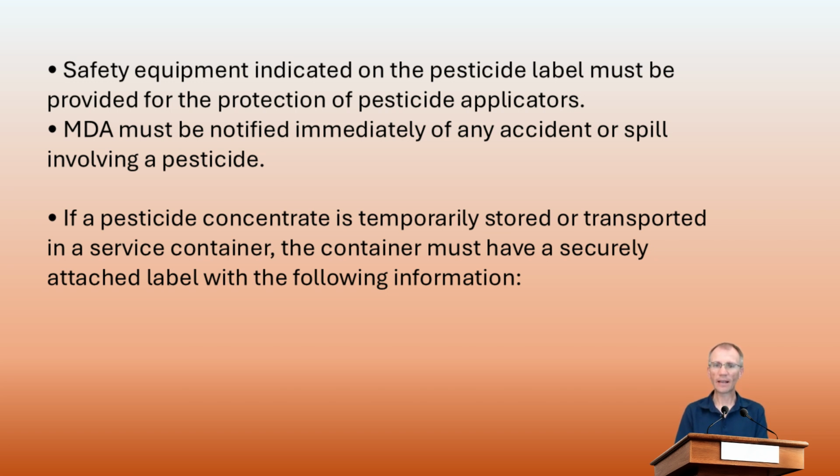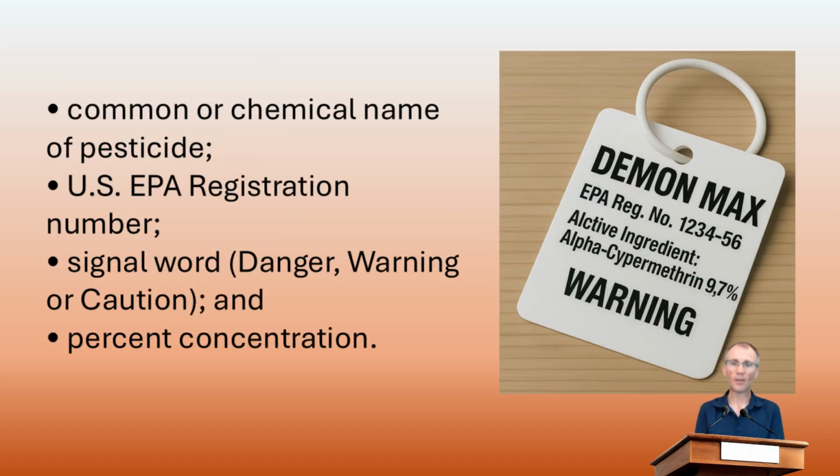If a pesticide concentrate is temporarily stored or transported in a service container, the container must have a securely attached label with the following information: common or chemical name of pesticide, U.S. EPA registration number, signal word, danger, warning, or caution, and percent of concentration.